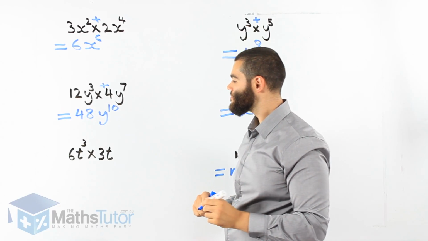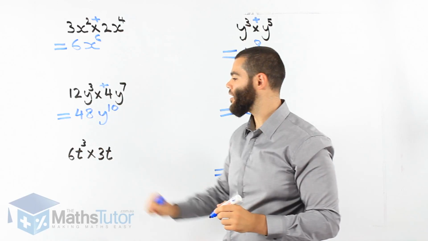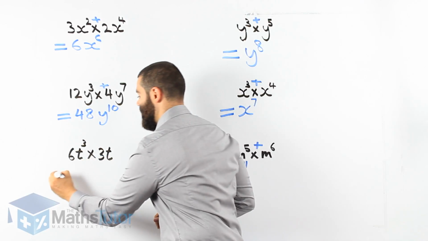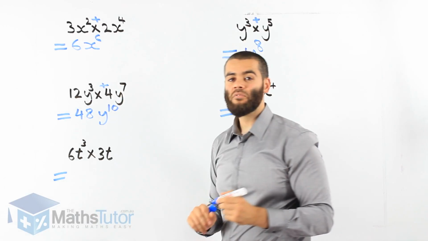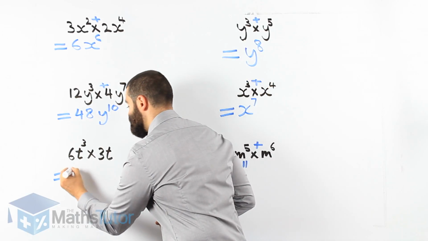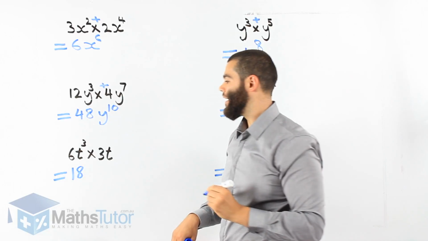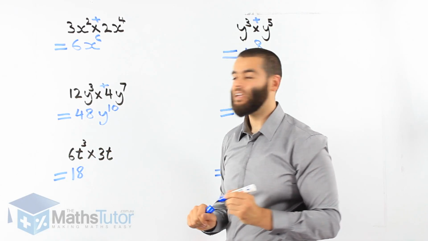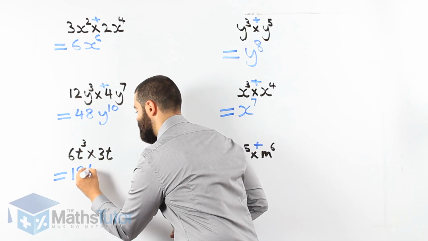Another one, 6t to the power of 3 times 3t. We have numerals. 6 times 3, 18. Remember to do these with me. And we have a multiplication. We have the same base, t and t, so the base is going to be t.